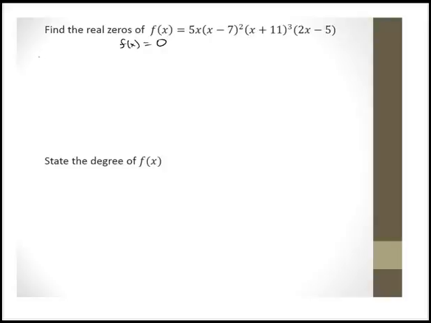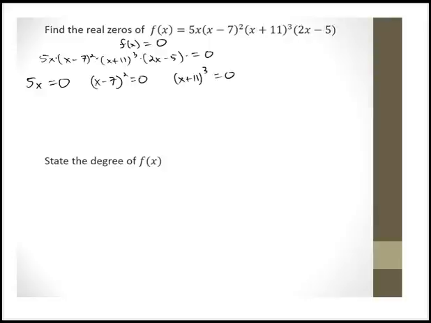So that means I'd have 5x times (x minus 7) squared times (x plus 11) cubed times (2x minus 5) equals 0. Well, this is just a product of numbers equaling 0. So to solve an equation where we have a product of numbers equaling 0, we set each of the factors to 0. So now where is 5x equal to 0? Well, 5x equals 0 if x equals 0.